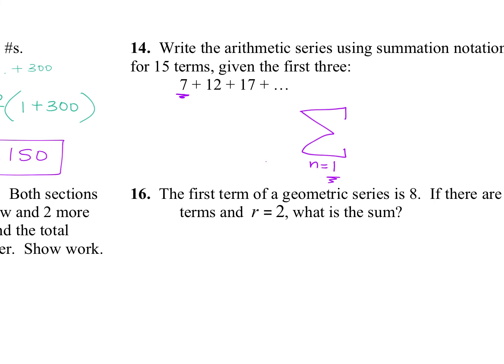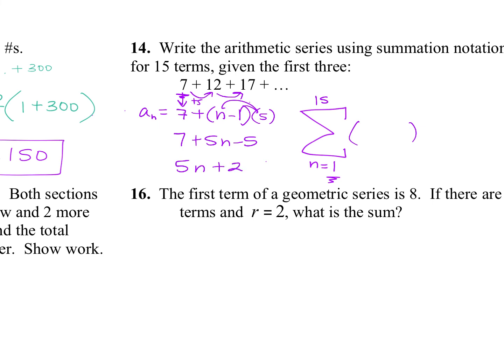It says for 15 terms, where's that 15 going to go? On the top. Okay, and then we need to come up with the formula. So your explicit formula is going to go right here. So we're going to say a sub n equals a sub 1, 7, plus n minus 1 times what? How'd you get to the next term? 5 plus 5. Okay, so simplify that. You get 7 plus 5n minus 5, which would be 5n plus 2. So a sub n is 5n plus 2, so we'll put 5n plus 2 right there. And that is your summation notation.